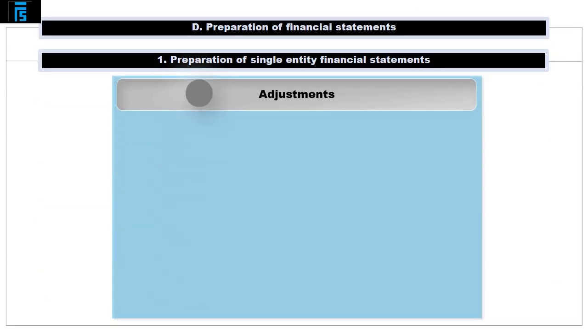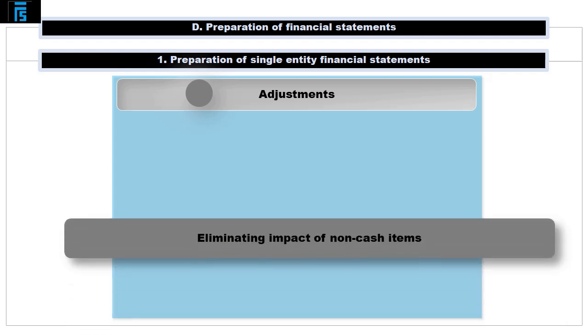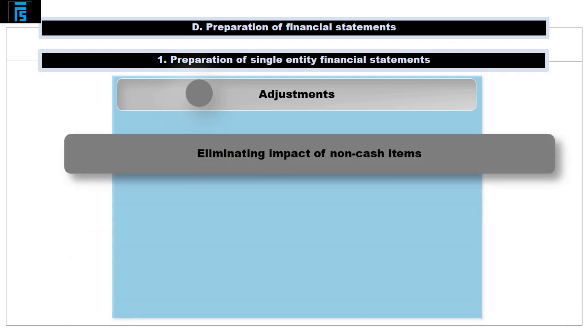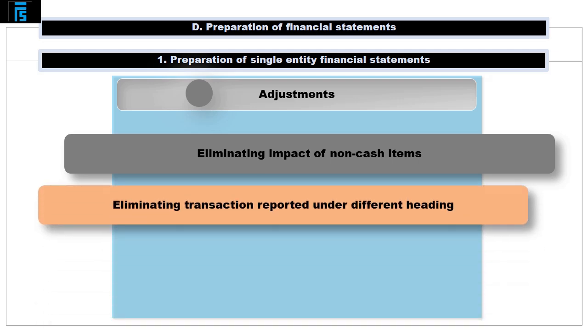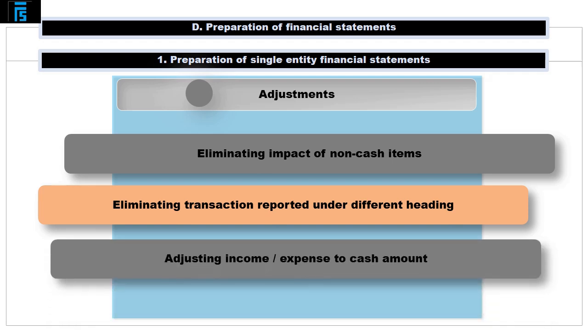As you can see, every one of the adjustments posted to net income under the indirect method has the aim of either eliminating the impact of a non-cash item, such as depreciation, eliminating the effect of a transaction which should be reported under a different heading, as was the case with the gain on disposal of the fixed asset, or adjusting the level of an item of income or expense to its true cash amount.